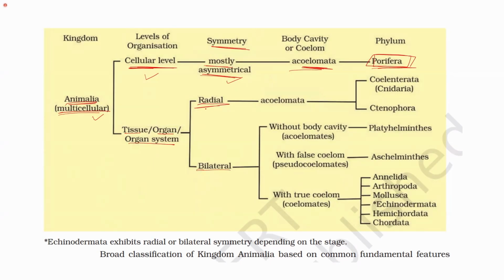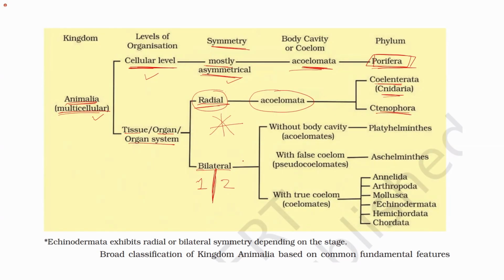We understand that in radial symmetry, the organism can be divided into two equal halves from any axis that passes through the center, while in bilateral symmetry, there is only one axis that can divide the organism into two halves, right? The organisms that have radial symmetry are all acoelomates, and they belong to the phylum Coelenterata, that is Cnidaria, which is also known as Cnidarians, or Ctenophora, right?